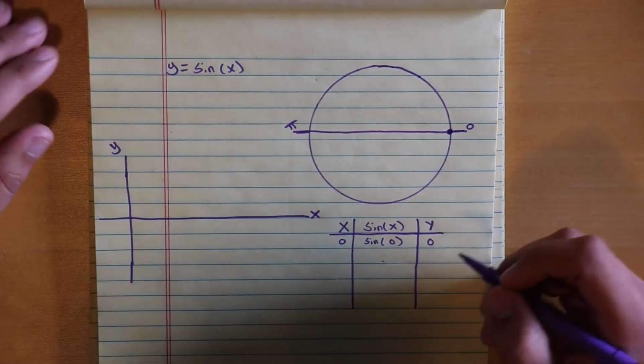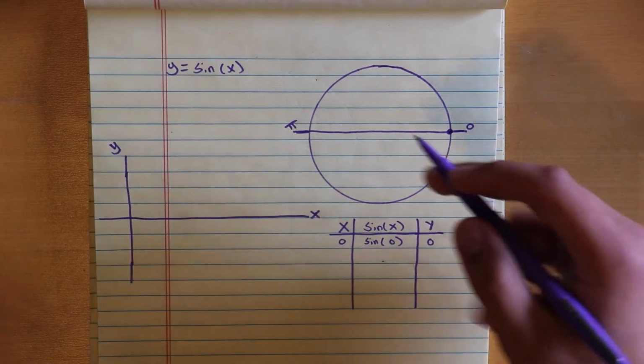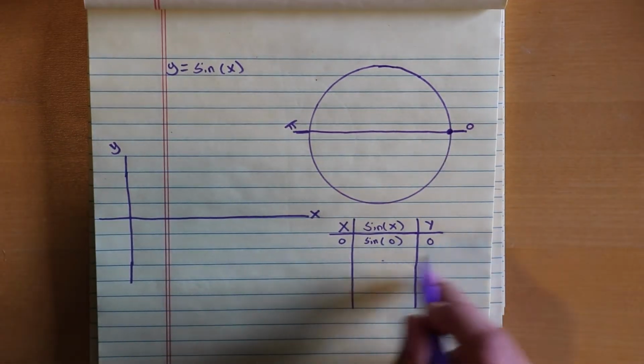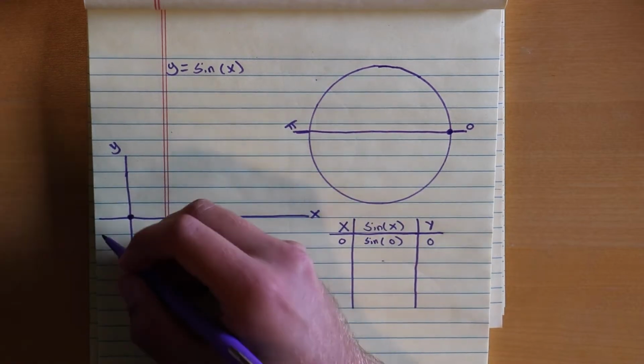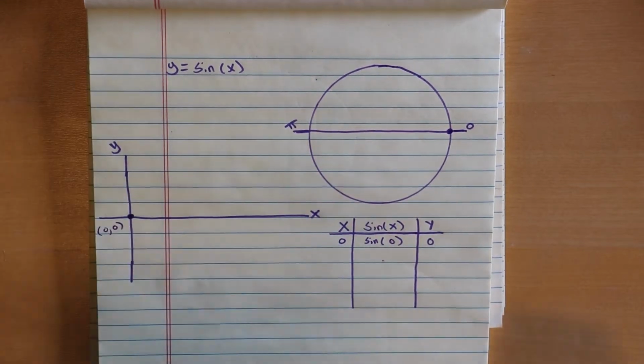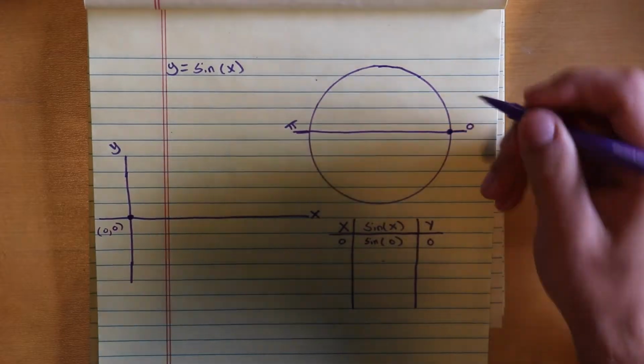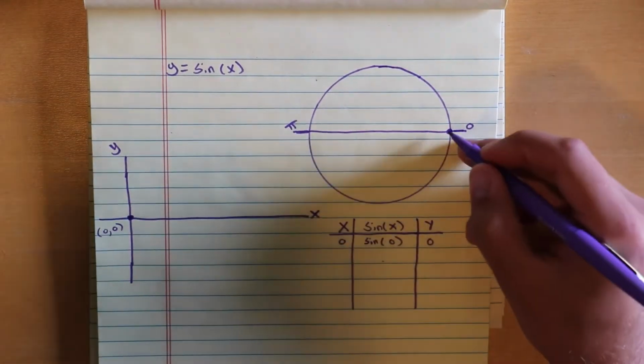We have a height of 0 if we rotate nothing around the circle. So I'm going to plot this point 0, 0. So when x was 0, when there was no rotation, we had no height. Okay, so 0, 0.